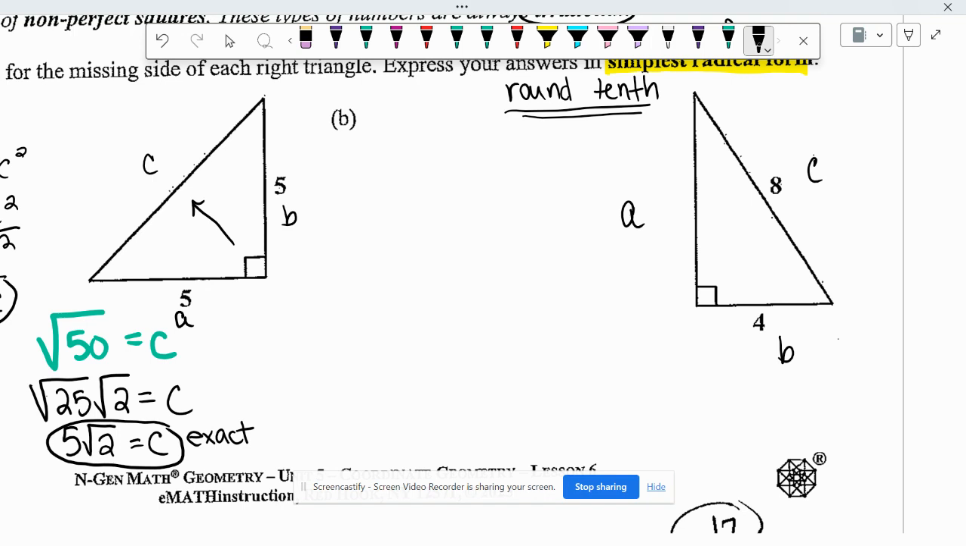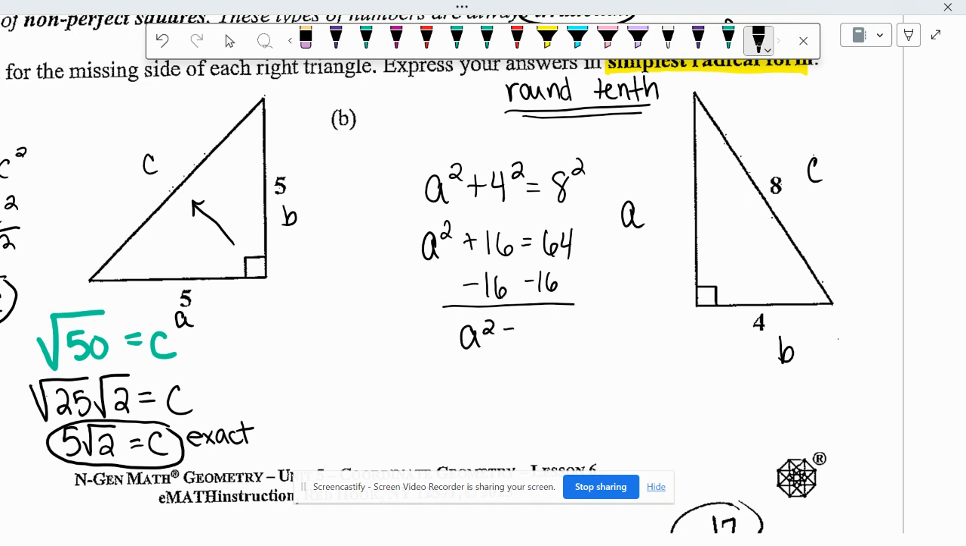A squared plus 4 squared equals 8 squared. Perfect. So let's see. What is 4 squared? 4 times 2 is? Oh, 4 times 4. Good job. And 8 squared is? Good job. What do I do next? Subtract 16 from both sides.